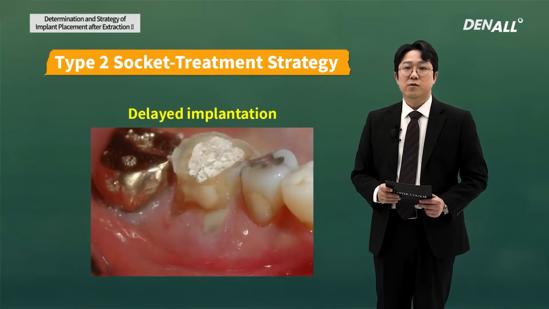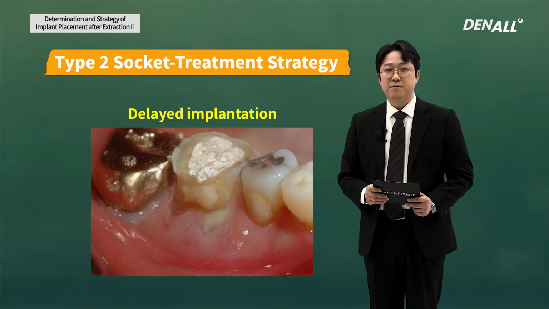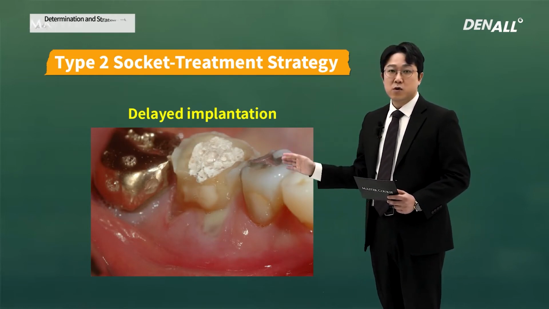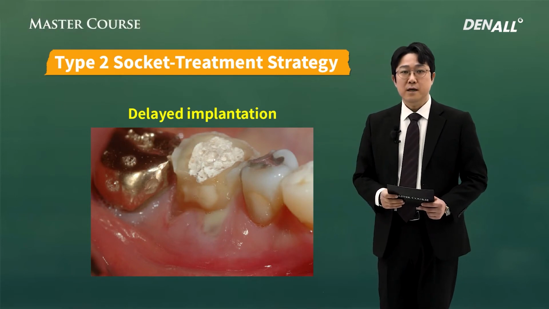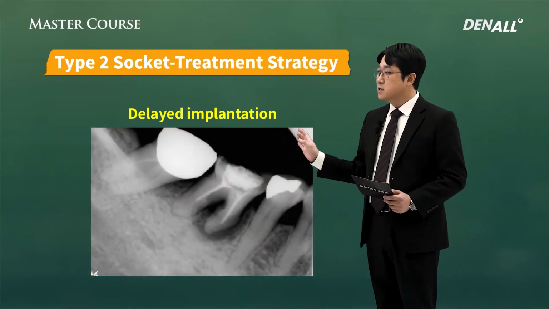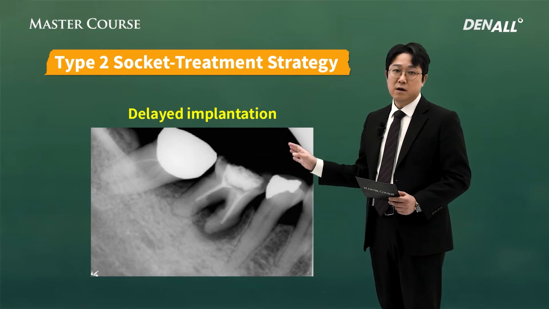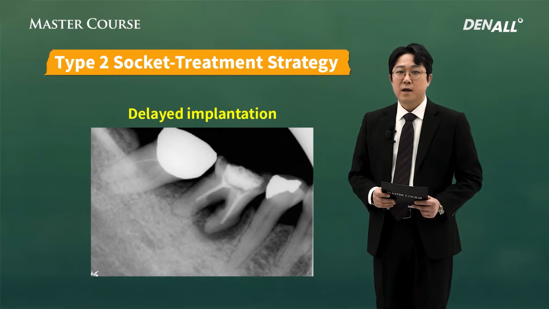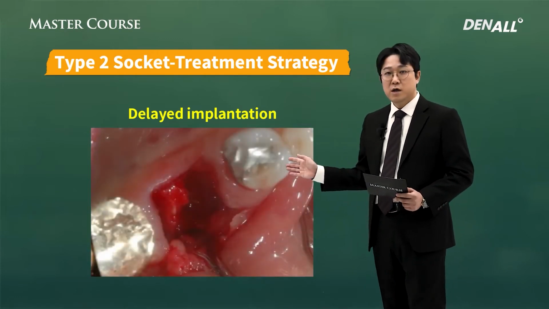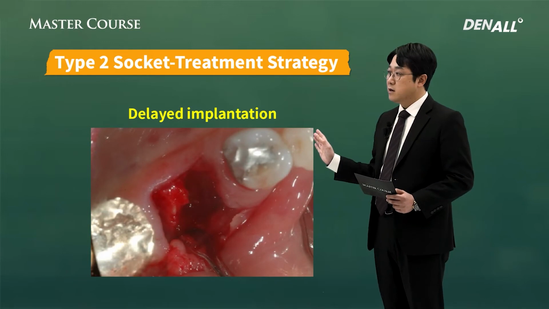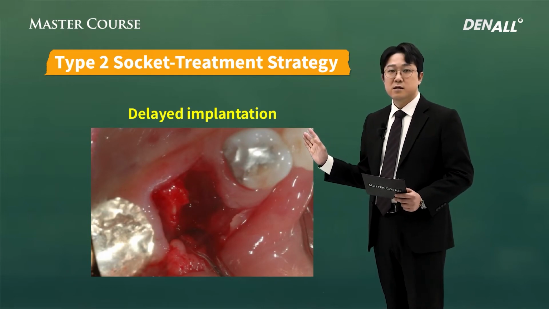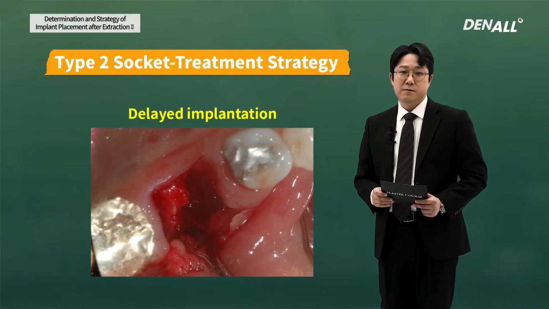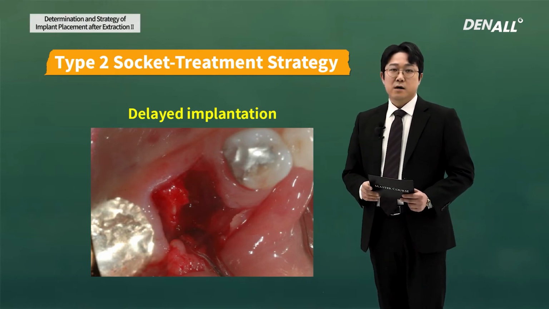I'm going to talk about delayed placement in type 2 now. In number 46, buccally, you can see a cyst coming out. On the X-ray image, on the mesial root, there was a severe lesion, so extraction and implant treatment was decided. This is after extraction. Buccally, there was a lot of bone destruction, and I thought it would be difficult to get initial stability for immediate implantation, so delayed placement was decided.